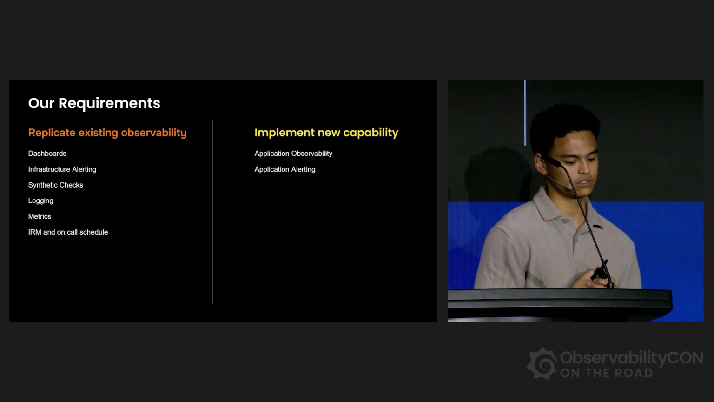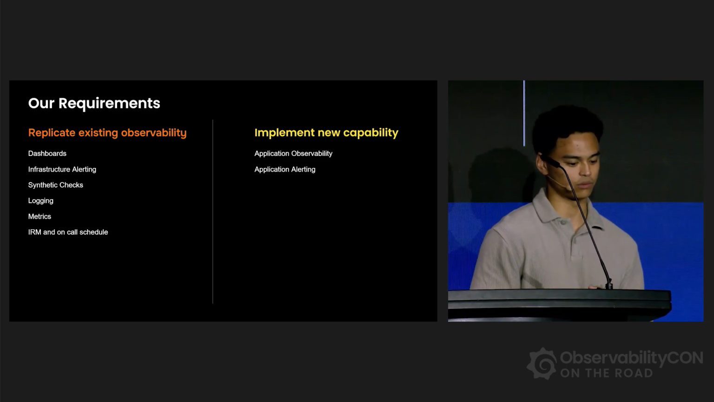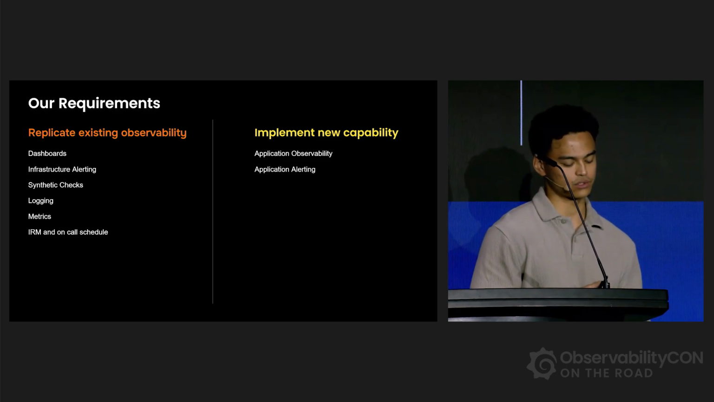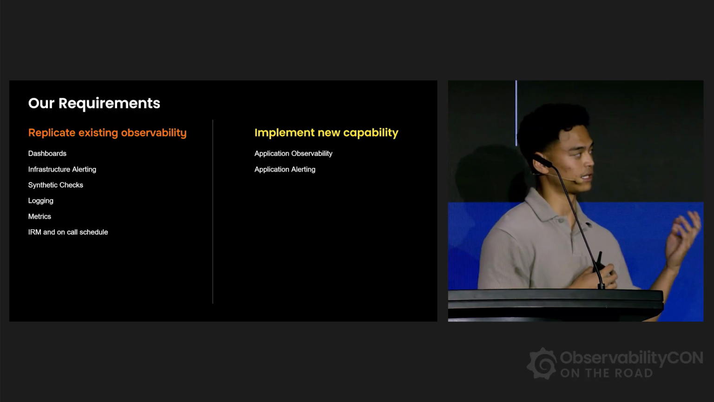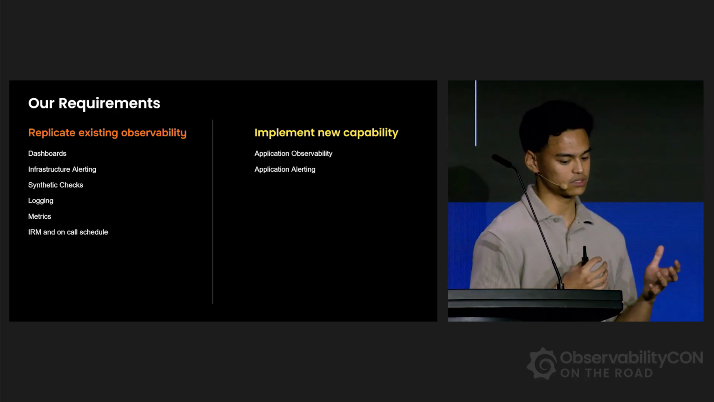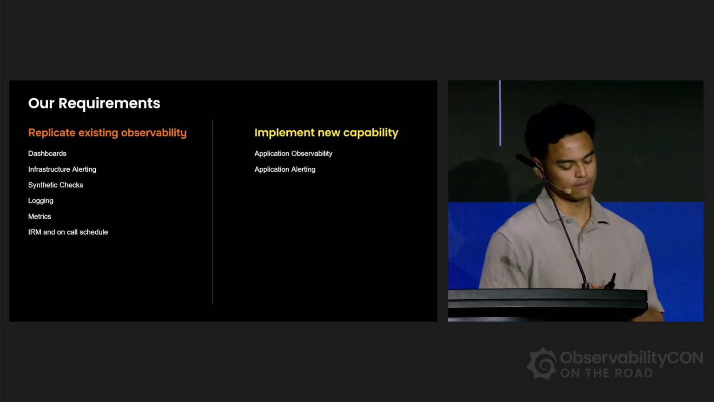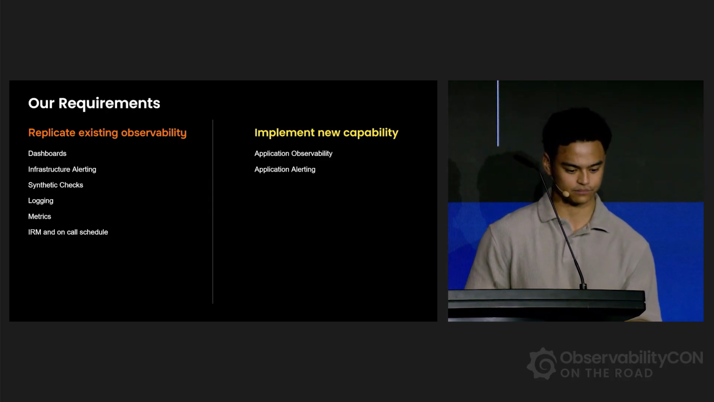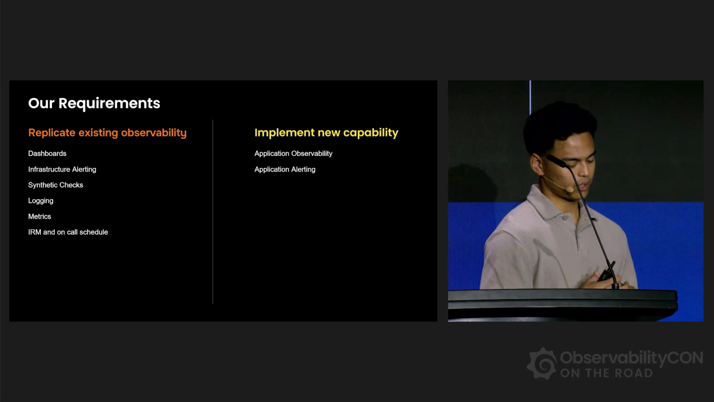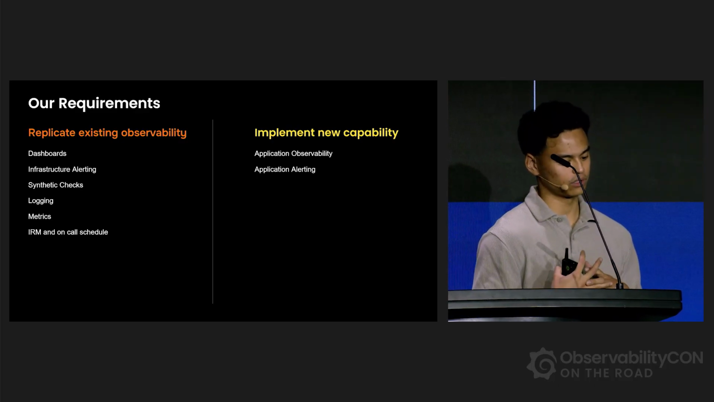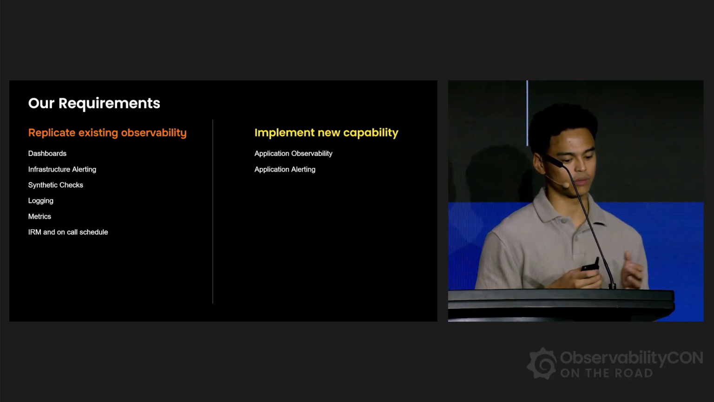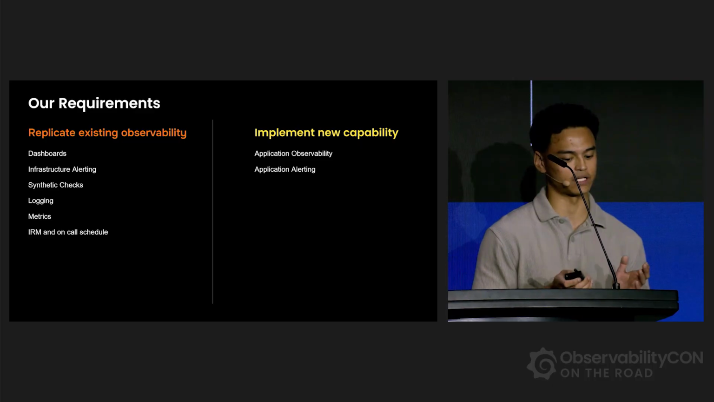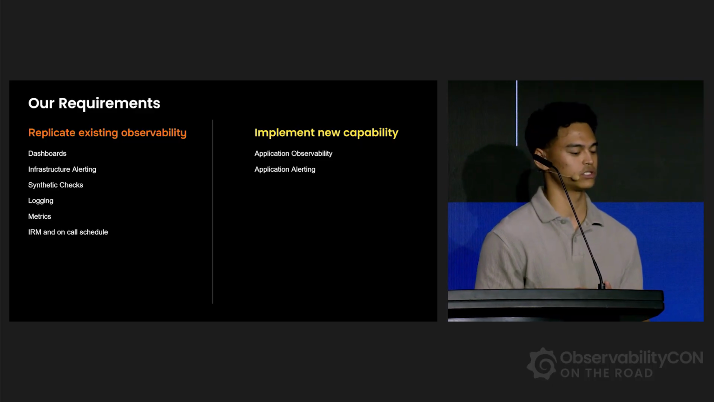Next, we also wanted to identify new capability that we wanted to implement. That would allow us to give deeper insight into our service behavior, and also fine-grained application level alerting. By separating what we needed to replicate and what we wanted to introduce, we created a roadmap that allowed for a phased, low-risk approach.